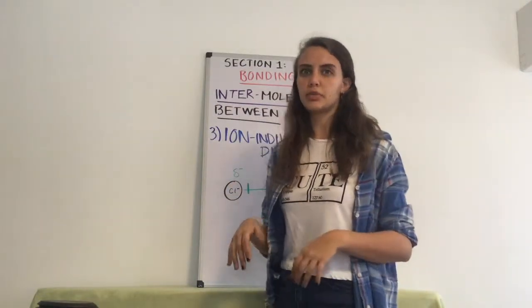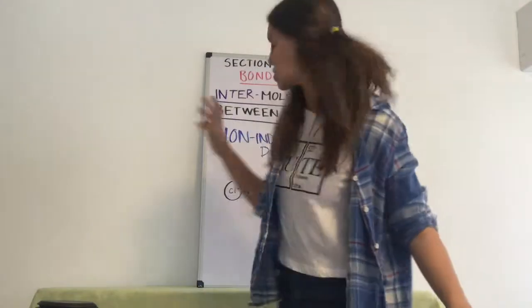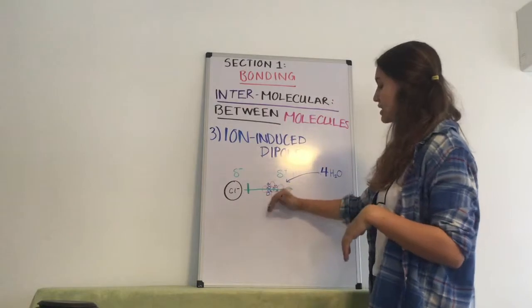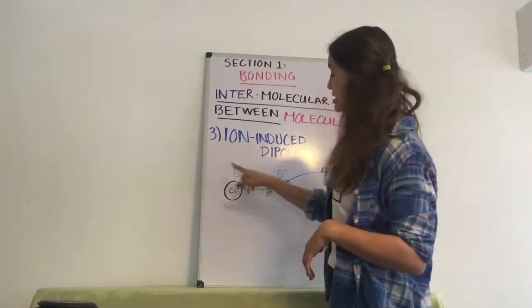The last type of intermolecular force that we'll talk about is ion-induced dipole. It was really hard to try and model how this would look in actual 3D, so I'm going to show you on the board. Ion-induced dipole's definition is that it is the attraction of an ion to a non-polar molecule. So here I have shown that this non-polar molecule is water, and this ion is just a Cl ion.